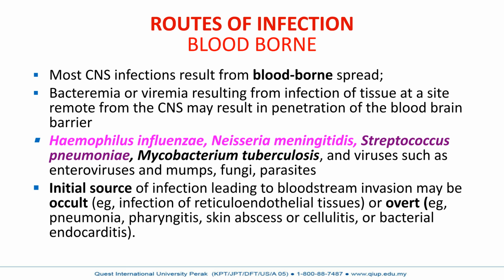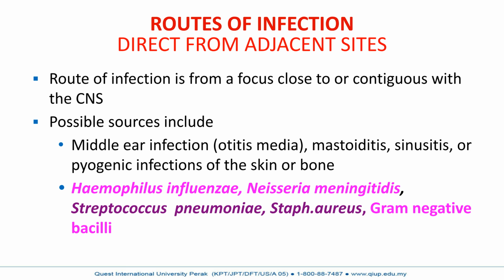Overt sources are clinically apparent. A patient with pneumococcal pneumonia who develops meningitis, or a child with pharyngitis who develops meningococcal disease. The second major route involves direct spread from infected structures that are anatomically close to or contiguous with the CNS. This is sometimes called contiguous spread.